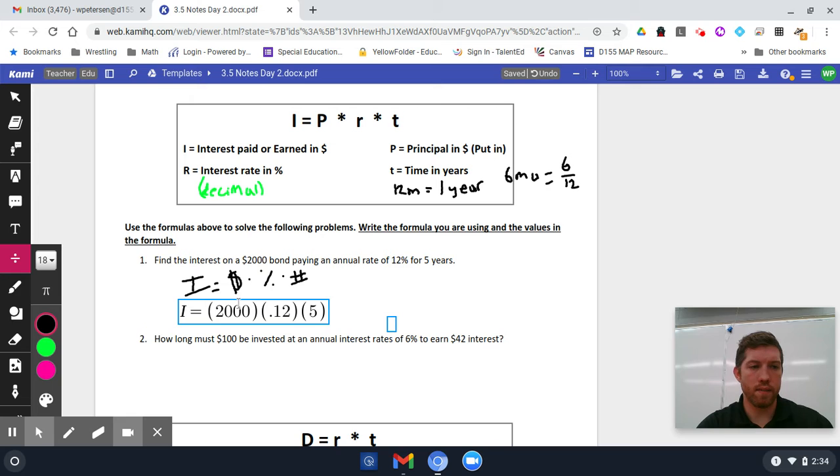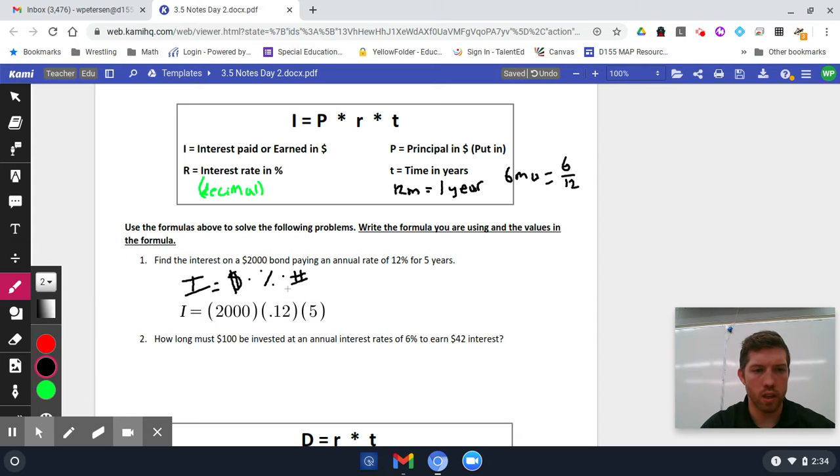So in 5 years, if you don't even touch that money and you just come back 5 years later, it's going to be worth interest. The I equals $1,200. So at the end of 5 years, you would actually have $3,200 in that account, which is really nice for not even needing the money, right? So that's the idea of it, is your money's making you money. It's like it had its own job.